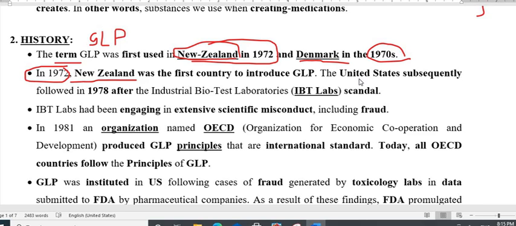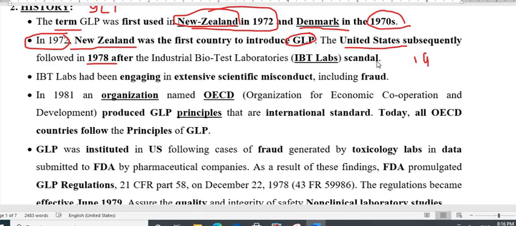Thereafter, the United States in the year 1978 introduced the concept of GLP, and the law was formulated and circulated, and that was obeyed in different laboratories of the US in the year 1979. So in 1978 and 1979, the United States used the concept of GLP.